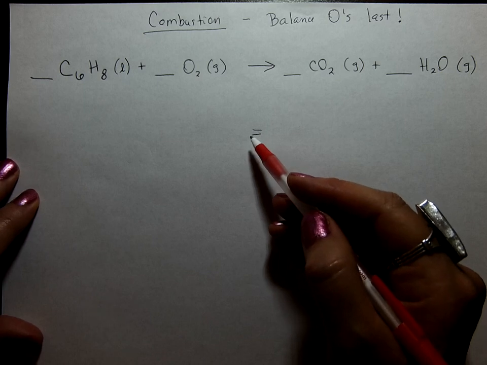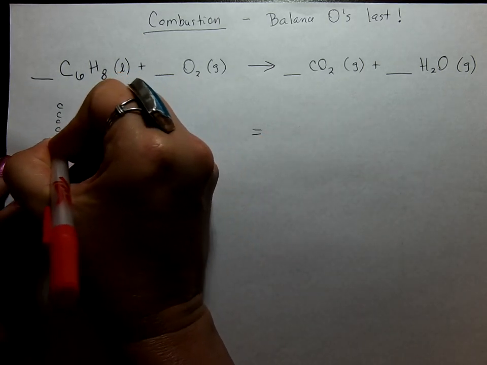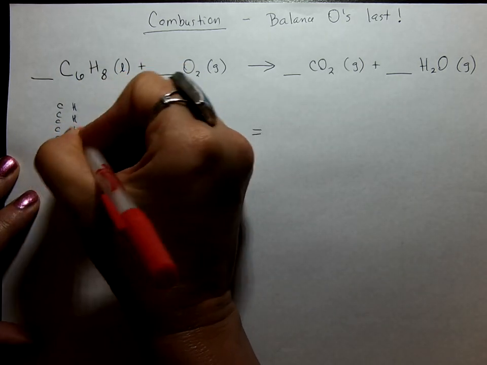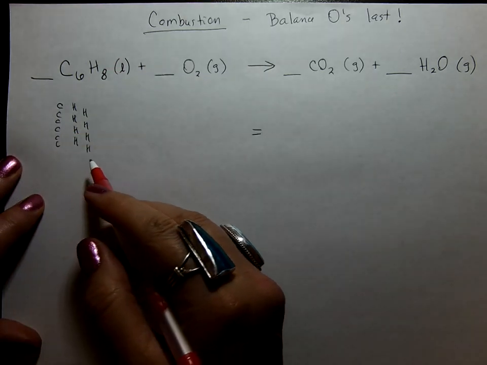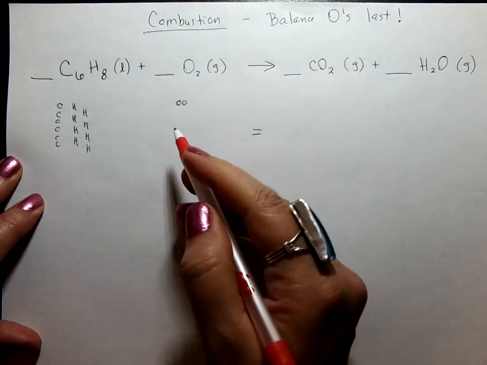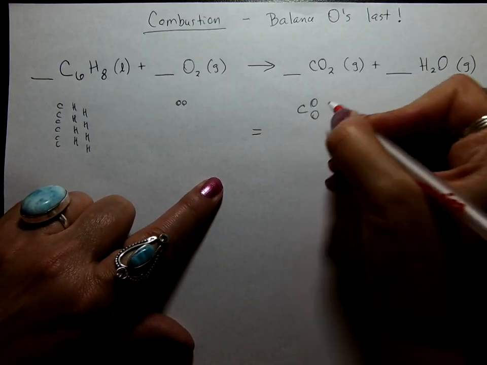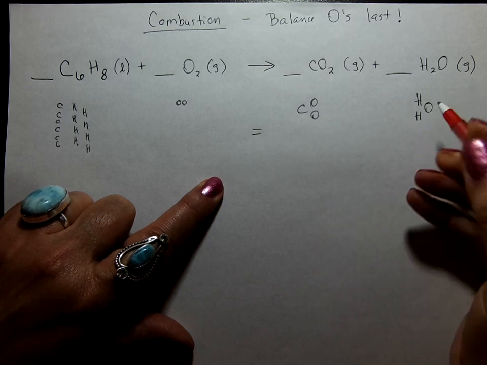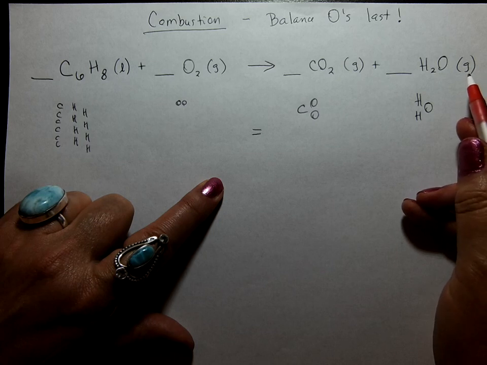So I'm going to do this in a visual way. We have 6 carbons and 8 hydrogens. So I'm going to draw a little picture underneath. We have 2 oxygens. And then on this side, we have a carbon with 2 oxygens. And then we have 2 hydrogens and an oxygen in our steam. Remember, it's hot, so it's a gas, not water.